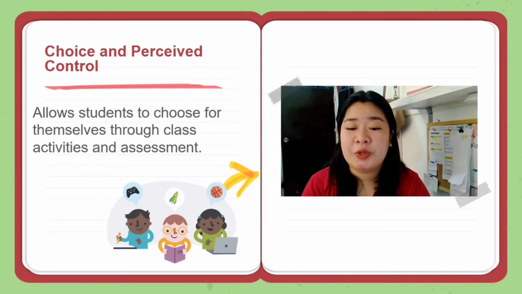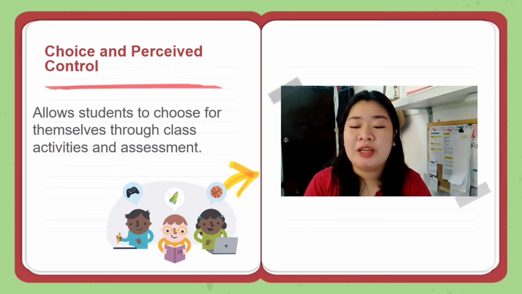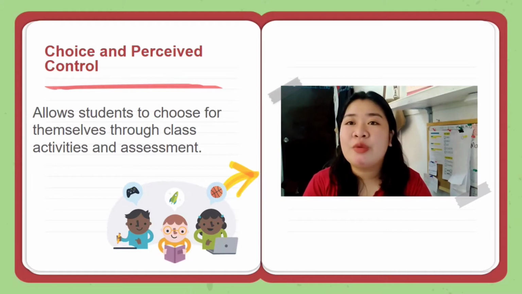Now, let's discuss choice and perceived control. It allows students to choose for themselves through class activities and assessment. It also allows the students to feel that they are in control in the classroom through decision making and involving them in the rule making process. So, whenever we involve them in decision making, or we let them decide for themselves, and we involve them in the rulemaking process, we are building up their responsibility, so that it will be harder for them to break the rules that they themselves impose.